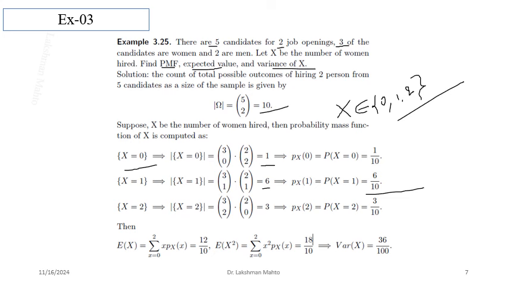Next task is a very easy one. Compute the expectation as a weighted sum of x. You can easily compute it: 12 by 10. Then compute the second moment, the expectation of x square, which is the weighted sum of x square. If you compute, it is 18 by 10. Applying the relation between variance and these two expectations, you will get the variance as 36 by 100. This is a simple computation.